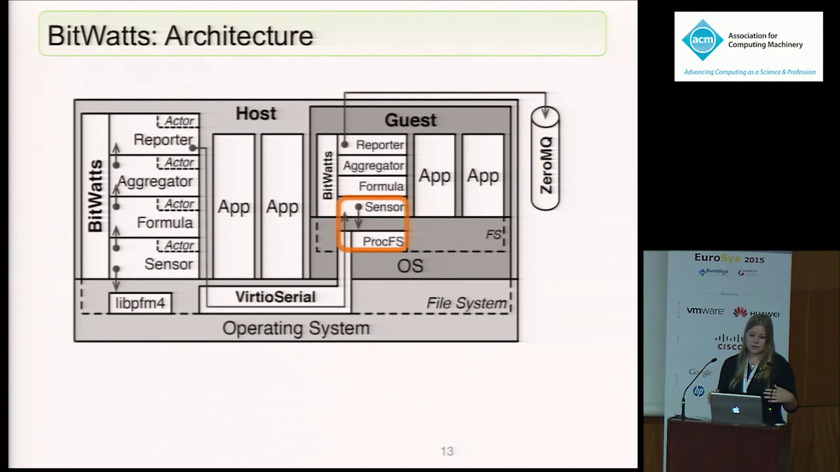In the virtual machine, again, we have a Bitwas instance running. This time, the sensor will receive the power consumption using the virtualized serial channel from the reporter of the Bitwas instance running on the host. It will also read from the procfs to understand the power value that it received, which is for the entire VM, and to break it down for a single process running within that specific VM. Again, here we have a formula and an aggregator so that the power model can be applied and attributed. The reporter running in the Bitwas instance on the guest can again either simply log the power estimations to a file, or, in the case of a distributed setup, communicate that information to another system, for example, using a ZeroMQ channel.